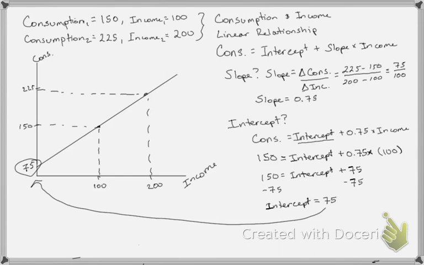Okay, so 75 is the amount that we're going to consume even if we have no income. For each dollar that we earn, we increase our consumption by 75 cents. So that means consumption is equal to $75 plus 0.75 times our income.